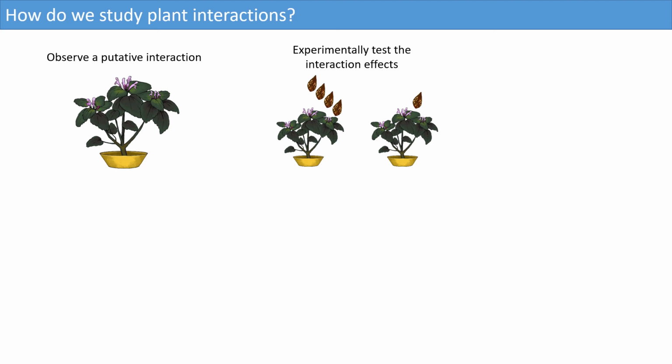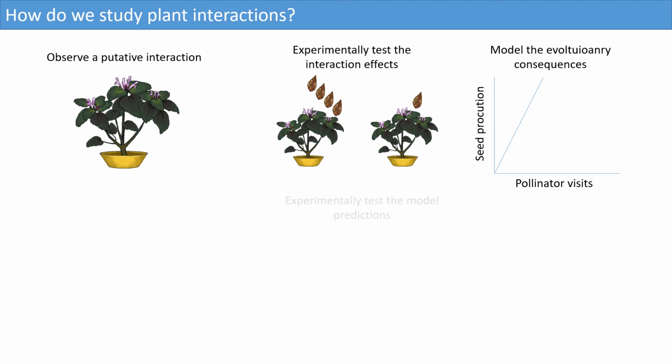And then you can get some results which might go in favor of your hypothesis. In here we see that the plant that has been pollinated, the plant that has grown with pollinators, has produced more seeds than the plant that was grown without pollinators. So once you have these results, you can use them as input to model the evolutionary consequences. And here we have a fairly simple model that shows how seed production is going to linearly increase in relationship to the frequency of pollinator visits in plants.